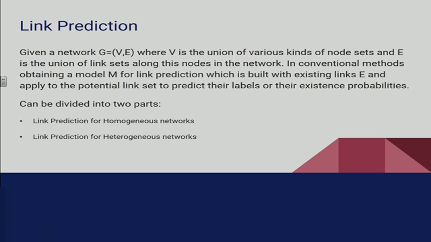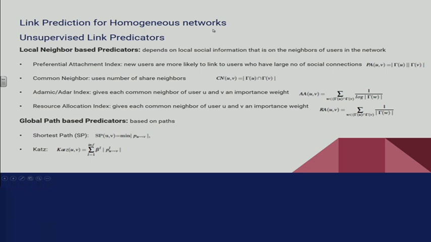Link prediction can be divided into two parts: link prediction in homogeneous networks and link prediction in heterogeneous networks. For homogeneous networks, the first one is the unsupervised link predictors, in which local neighbor-based predictors are used. Local neighbor-based predictors depend on local information. If we have a set of nodes U and V, and we denote the neighbors of U as gamma U and the neighbors of V as gamma V, then the local neighbor-based predictor looks at these neighbors to predict the link between node U and V.